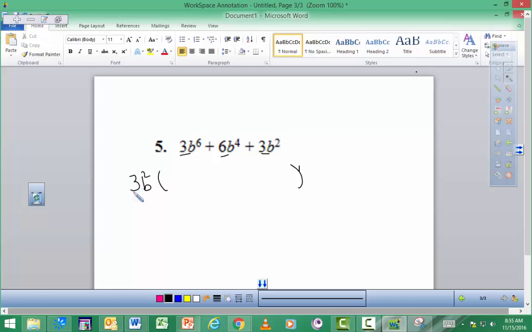Okay, so again, to figure out these spots here, just ask yourself, what do you multiply by to get that? And I notice I have a 3b squared already. I need a b to the fourth. Right? And then over here for the middle term, I need what? A 2b squared.